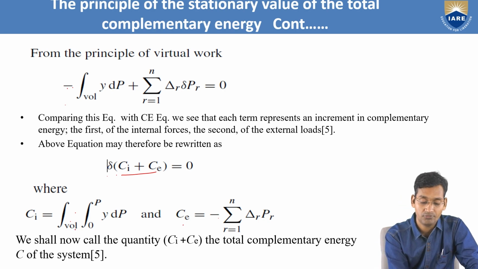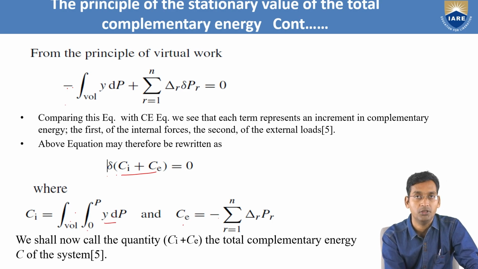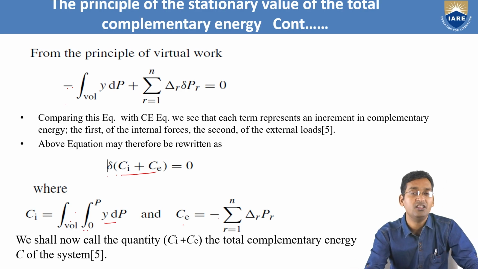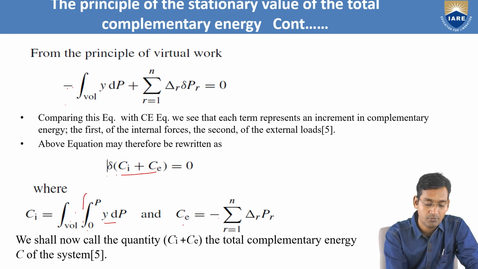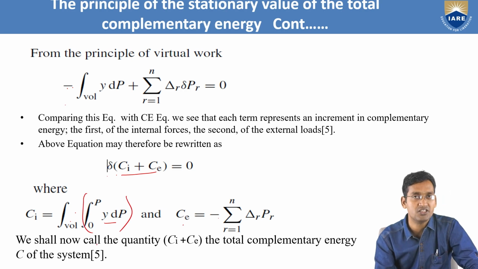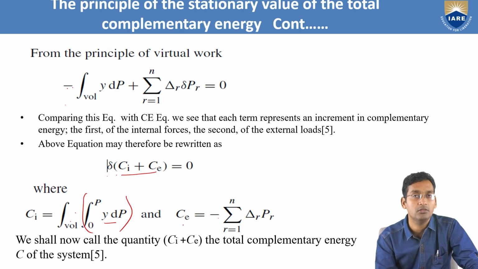Where Ci is the integral over the volume, another integral from 0 to P of y dP. Just see here, when the double integration is there, that time it gives the volume. The first integration will give you the area. If you integrate once again, then now you have 3D, three-dimensional.